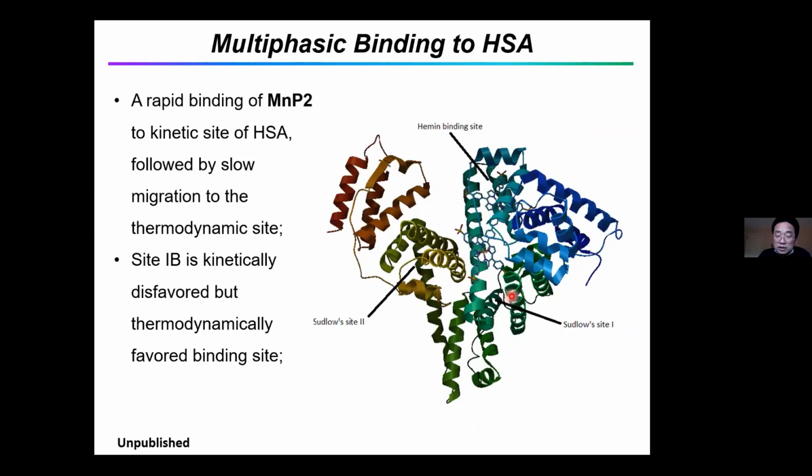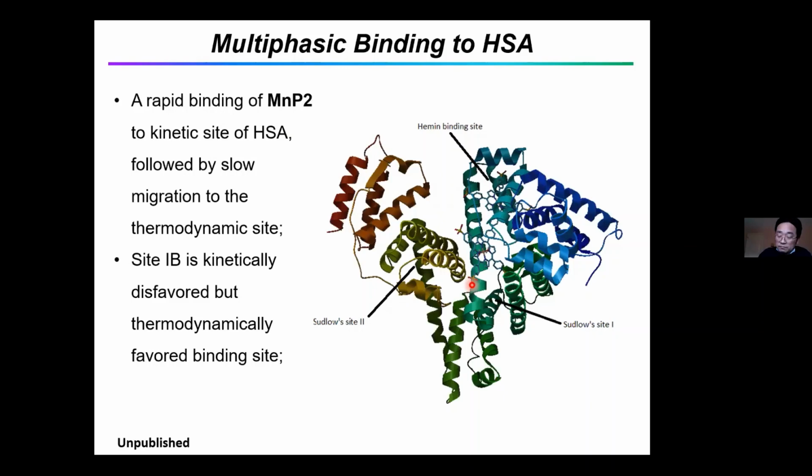It's not located in the classic binding pockets called Sudlow site 1 or Sudlow site 2, which are defined by classic drug binding analysis. And this is quite interesting, as it's the first time that we discovered this.